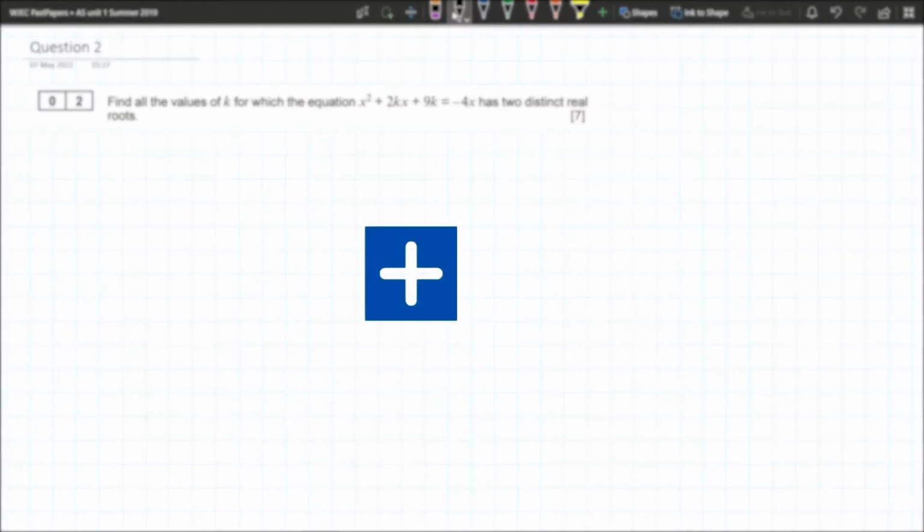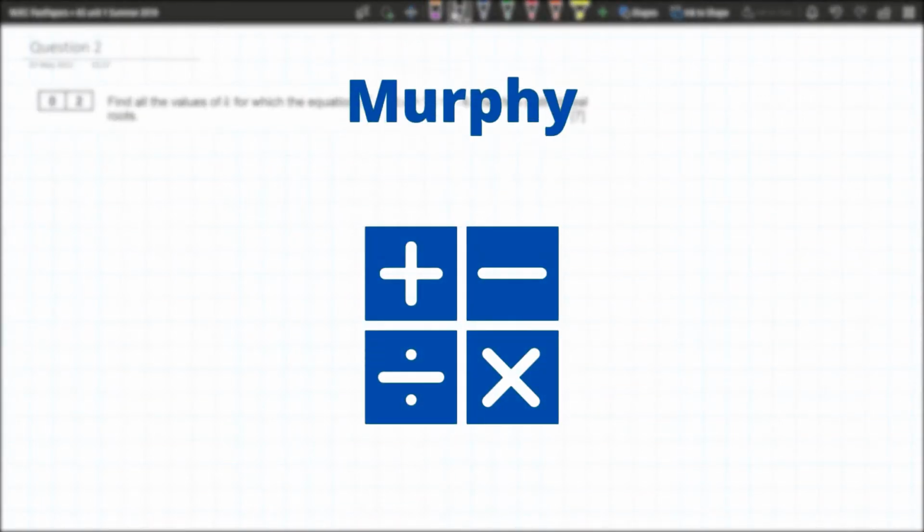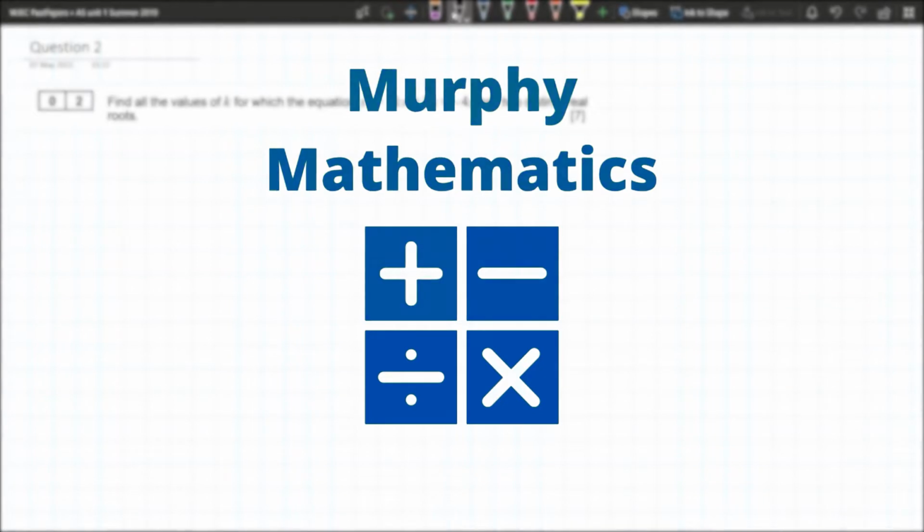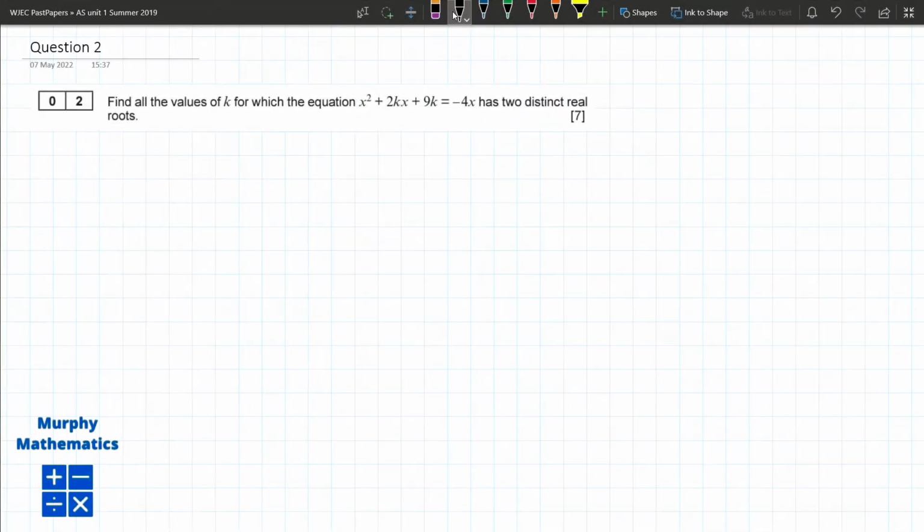Hi guys, this is question 2 on the Unit 1 Summer 2019 WJEC past paper. We're asked to find all the values of k for which the equation x squared plus 2kx plus 9k equals minus 4x has two distinct real roots. The first thing we're going to look at is this two distinct real roots, and that's a very important bit of information.